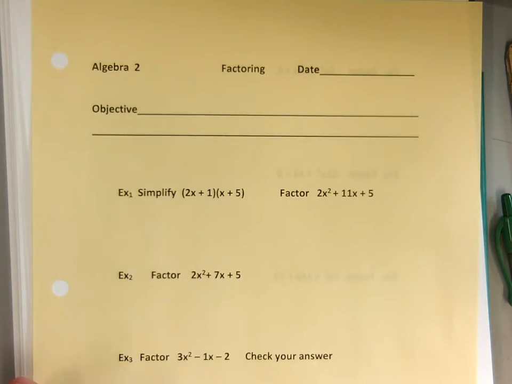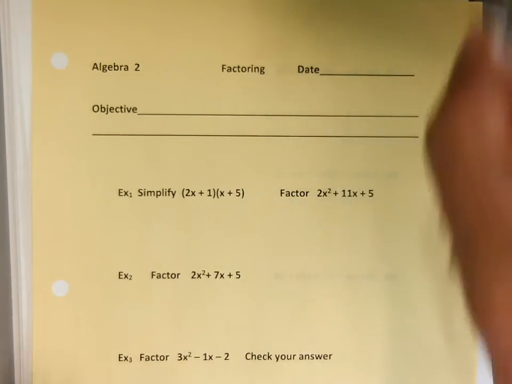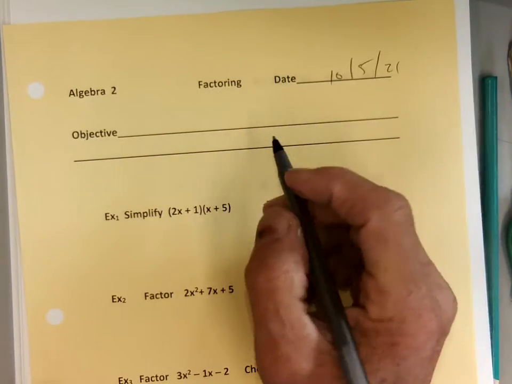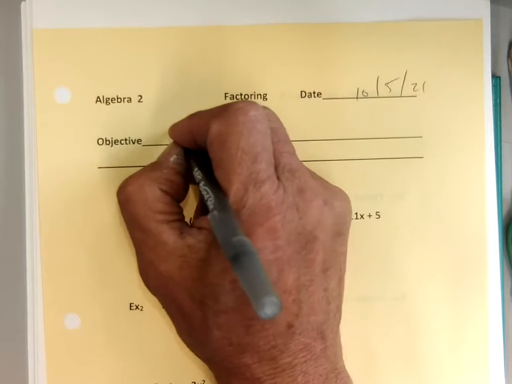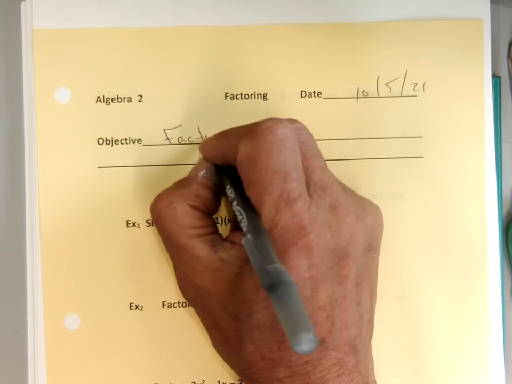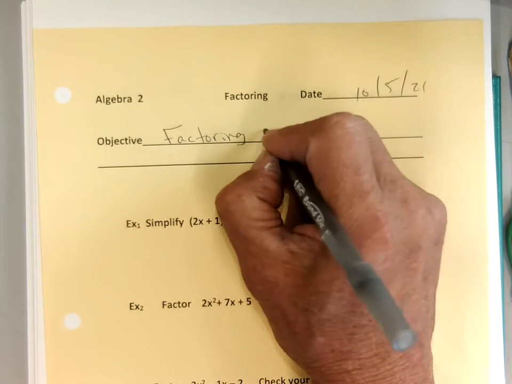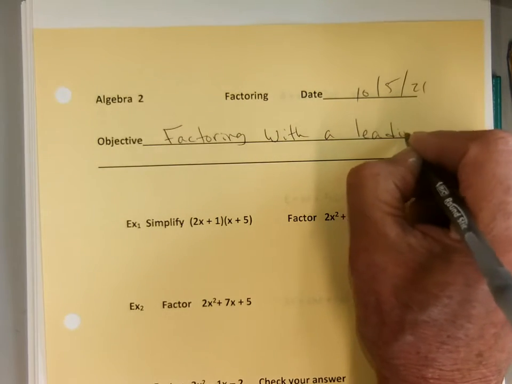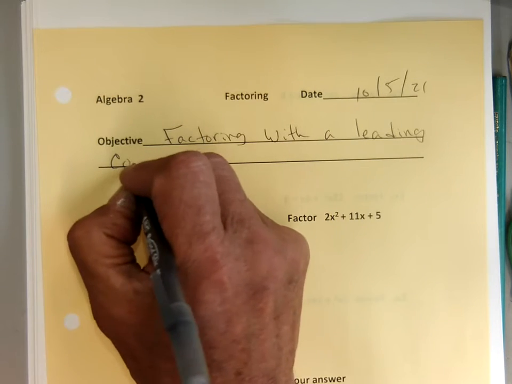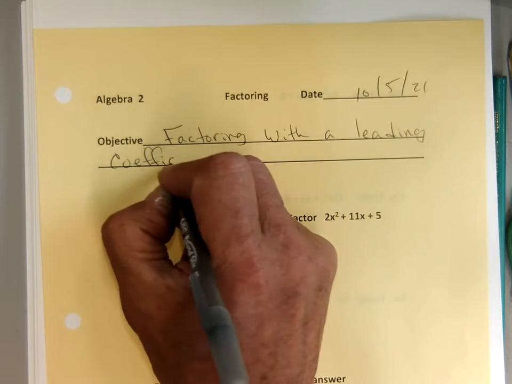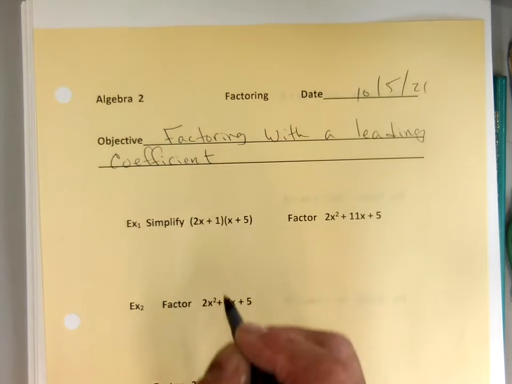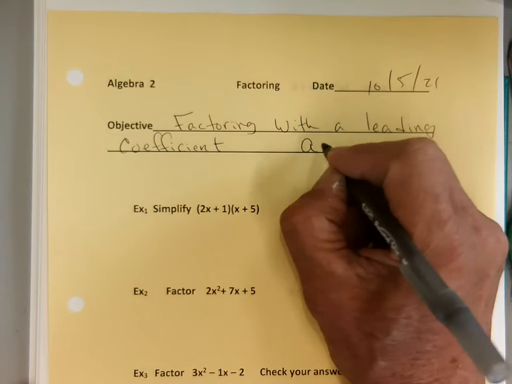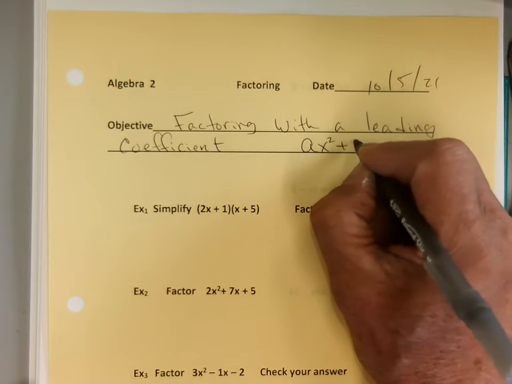All right. So today, 10/5/21. Our objective today is going to be factoring with a leading coefficient. Fancy words. No, these are the notes.